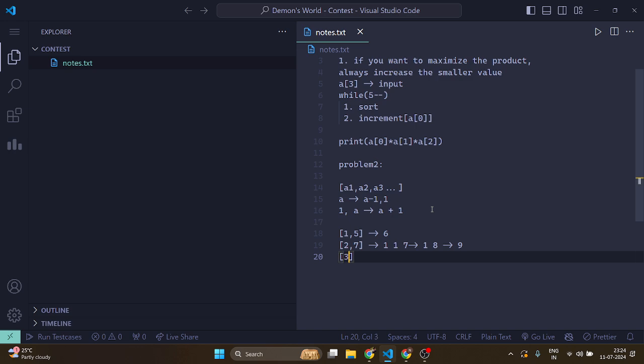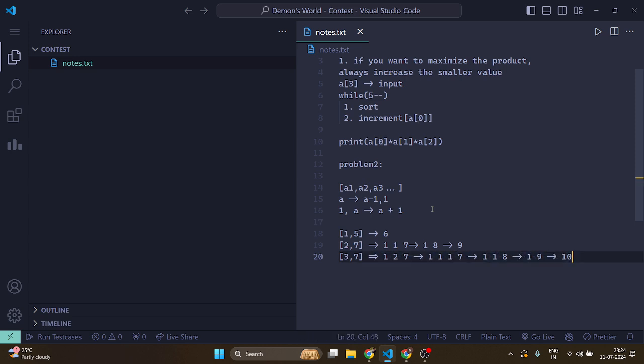What if it were 3 comma 7? What would happen: 1 comma 2 comma 7, then it would be 1 comma 1 comma 7, 1 comma 1 comma 1 comma 7, and then 1 comma 8, then 1 comma 1 comma 8 actually, then 1 comma 9, and then 10. So this would be the flow.